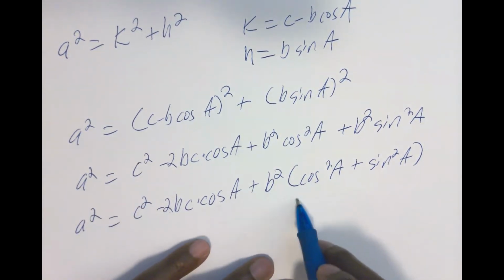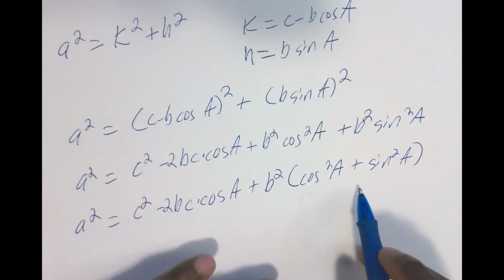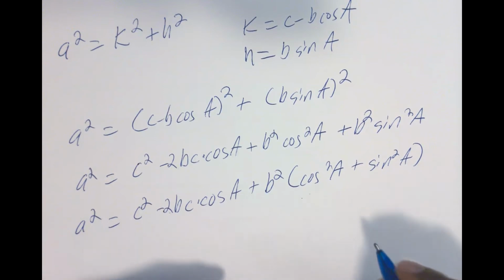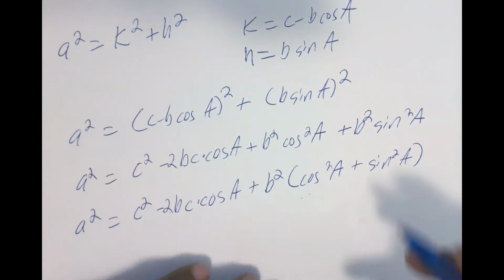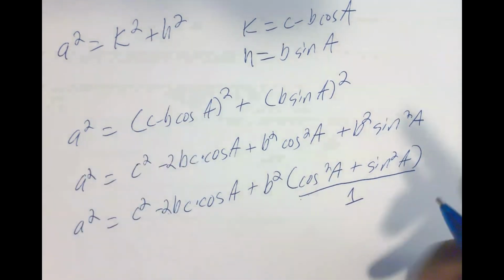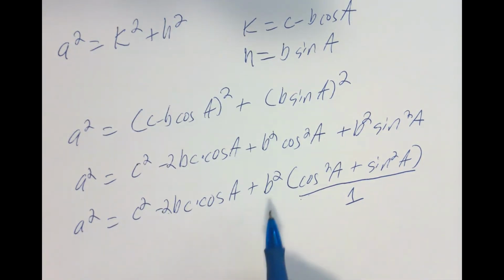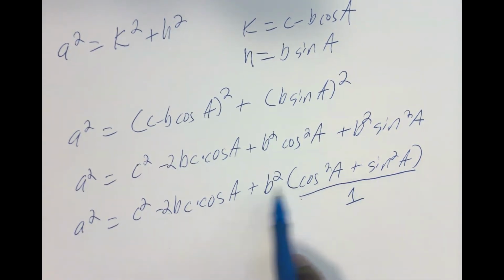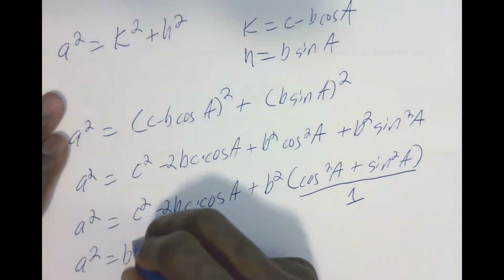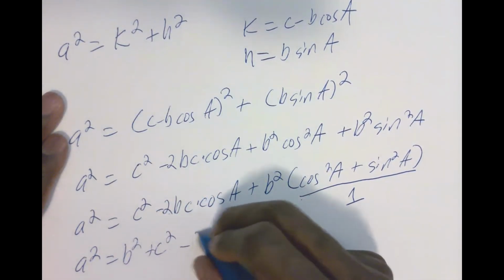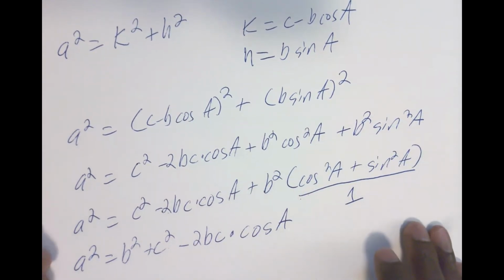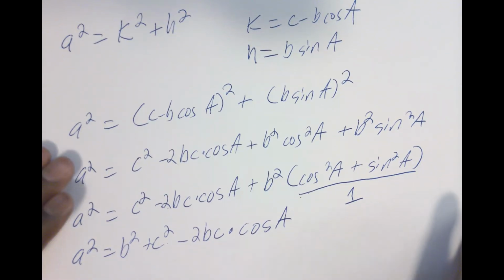What you have right here is a Pythagorean trigonometric identity, where cosine squared theta plus sine squared theta equals 1. So cosine squared A plus sine squared A equals 1, and this whole factor becomes 1. And of course, 1 times b squared is simply b squared. So this is our actual relationship here. I'm just going to move this b squared to the front, and what I get is that a squared equals b squared plus c squared minus 2bc times the cosine of A. That is the law of cosines, at least for A, as you'll see in most textbooks.